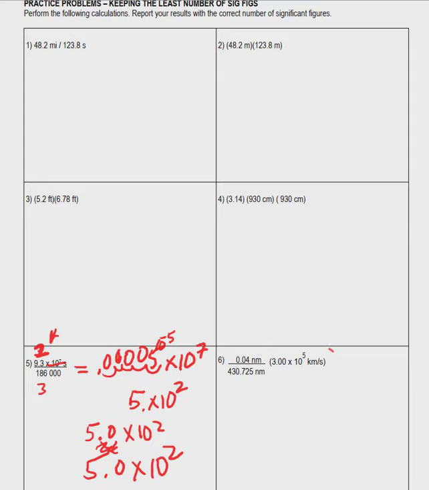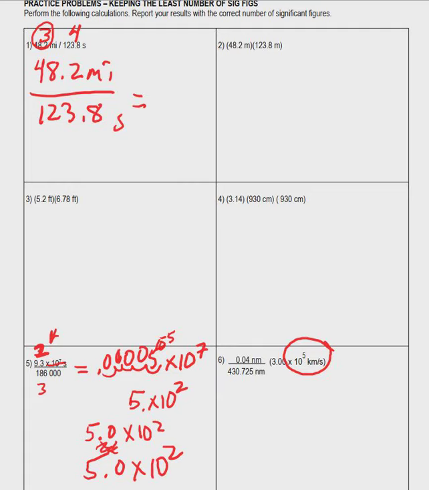And so again, here you take this out at the beginning, then bring it back at the end. The rest is just math. And remember number 1, 48.2 miles divided by 123.8 seconds is just math. Here you have 3 sig figs, here you have 4 sig figs. So your answer is going to have 3 significant figures. You want to go with the smallest number of significant figures.